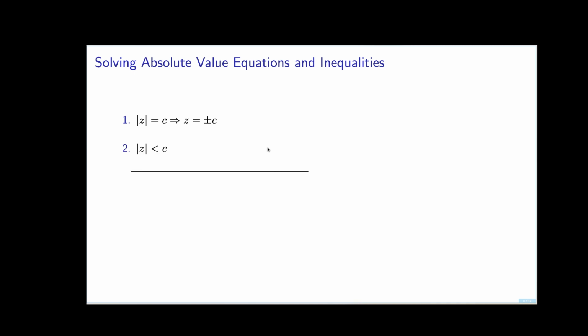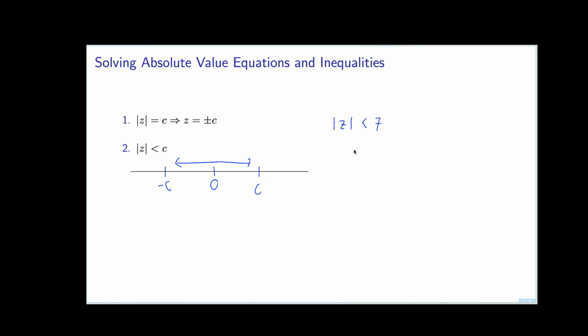Now what about if I want the absolute value of z to be less than c? And again, if you want to think of a concrete example, what would it mean for the absolute value of z to be less than 7? Well, we know that the absolute value of z is equal to c whenever we're at minus c or at c. So if I want the absolute value to be less than c, or the distance from 0 to be less than c, I need to be in between minus c and c. And we won't include the endpoints because we have a strictly less than here.